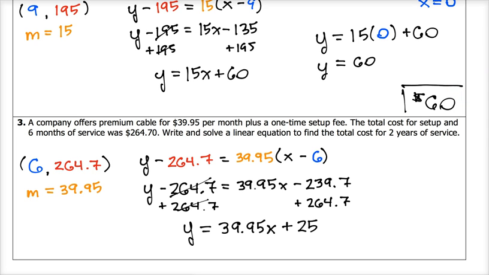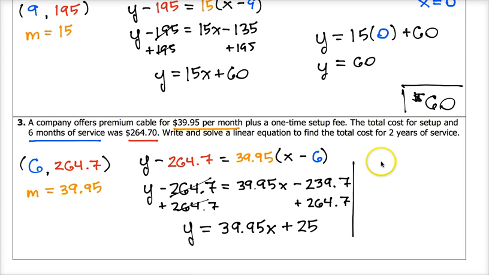Okay, so for this problem, they gave us, again, a rate of change of $39.95 per month, so that's our m value here. And then they gave us a time, 6 months of service, and a cost, $264.70. So this is our point. 6 months costs $264.70. So I can plug my point and my slope into point-slope form, as you see here, distribute and add 264.7 to both sides. Your calculator is handy here for this one, but you do get an equation of y equals 39.95x plus 25.